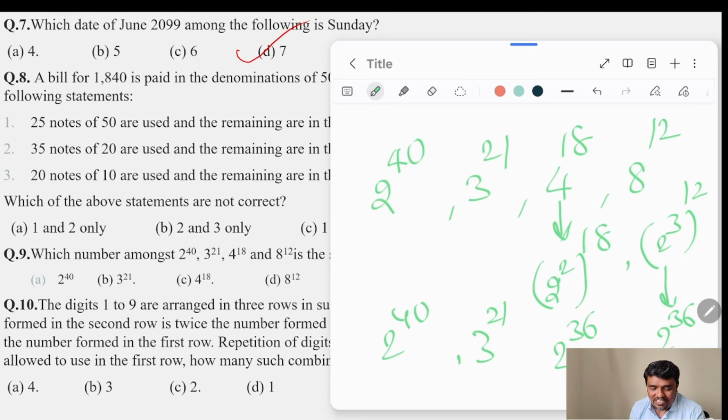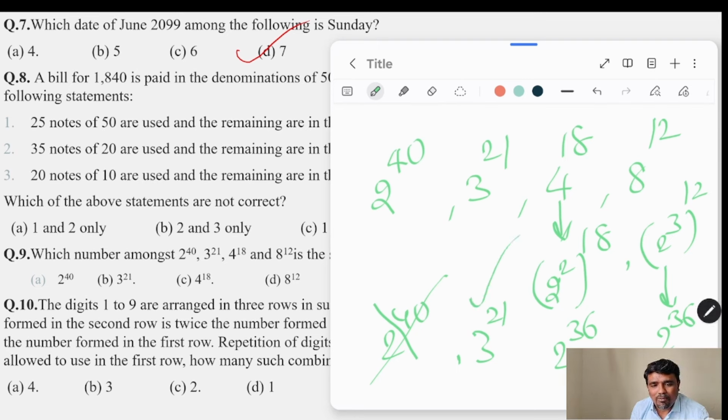Here the tricky part is we need to find out the smallest one. Can I eliminate 2 power 40? Why? Already 2 power 36 is there. Obviously 2 power 36 is smaller than 2 power 40. So 2 power 40 is eliminated. Now I am left with 3 power of 20, 3 power of 21 and 2 power of 36, 2 power of 36. Can you guess what is the answer?